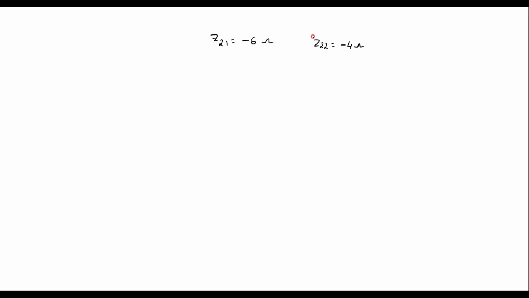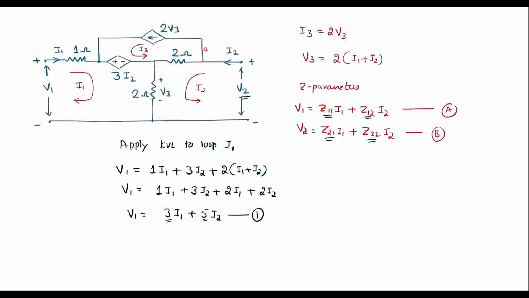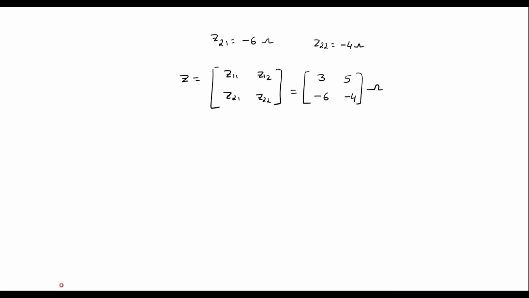So thus we found the Z parameters, that is Z11, Z12, Z21, Z22. Here it is asked to calculate Y parameters also. Already Z parameters we have calculated. Now let's calculate Y parameters. To calculate Y parameters, directly I will use the interrelationship formula between Z and Y.